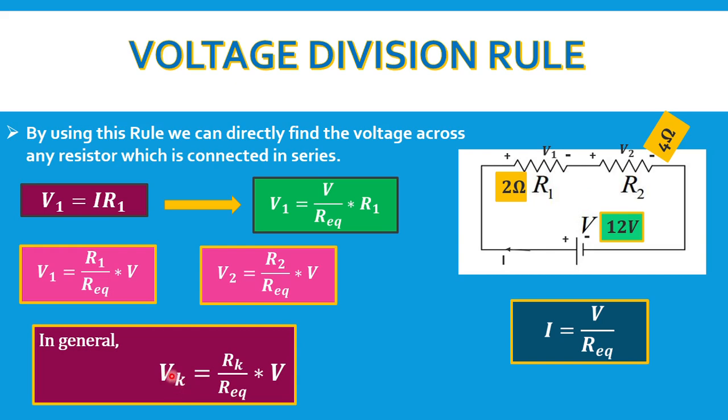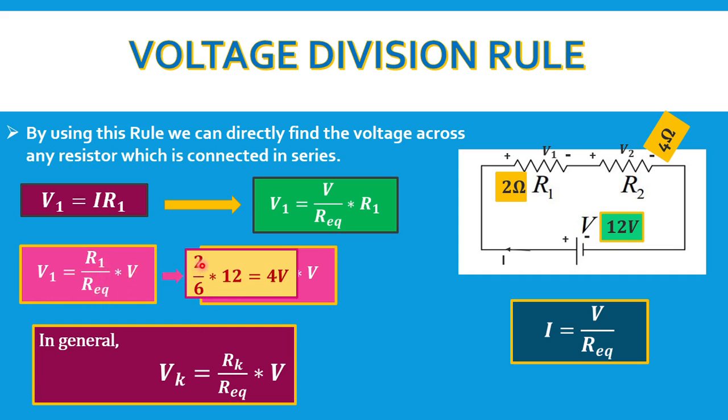If we have to find the voltage across resistor 1, that means here at the place of K there is 1, so V1 is equal to R1 upon R equivalent, and R equivalent is nothing but the sum of the two resistances. So V1 is equal to R1 upon R1 plus R2 into V.